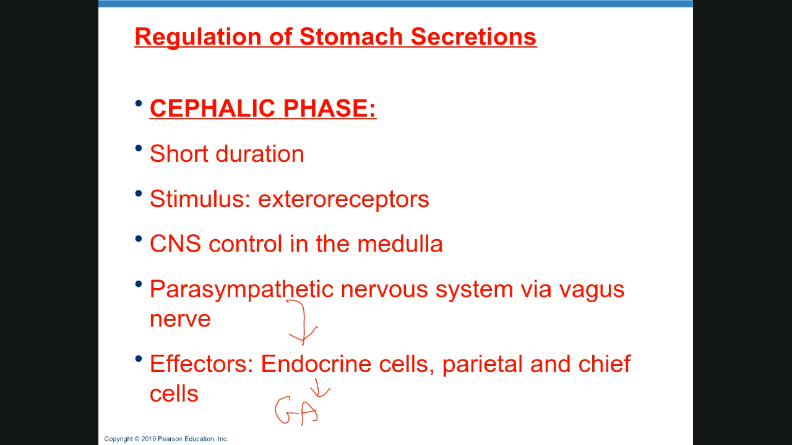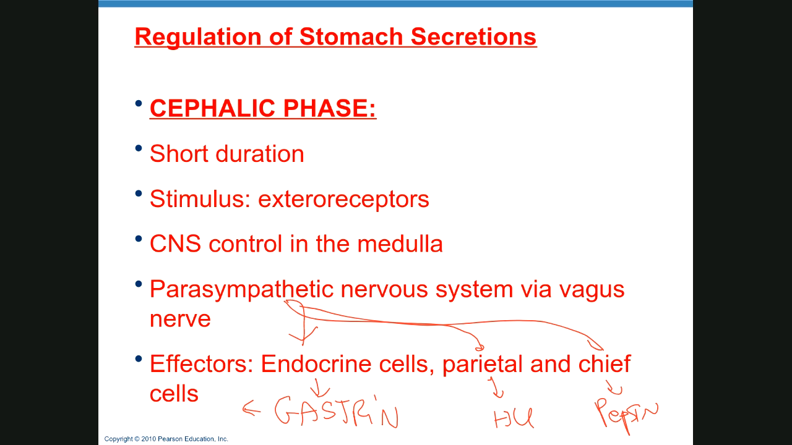So if we go back here, we said parasympathetic nervous system stimulates endocrine cells, which secrete gastrin, which stimulates parietal cells, which secrete hydrochloric acid and intrinsic factor, we're ignoring that one for now, and chief cells would secrete pepsinogen, which turns into pepsin. Gastrin also, endocrine cells also secrete histamine.